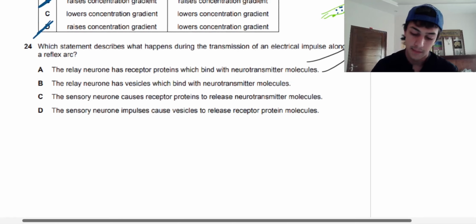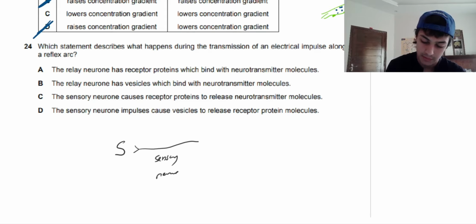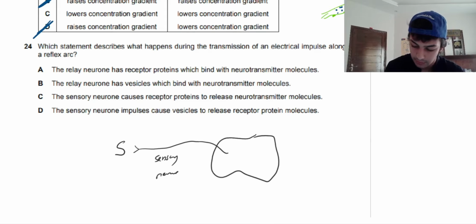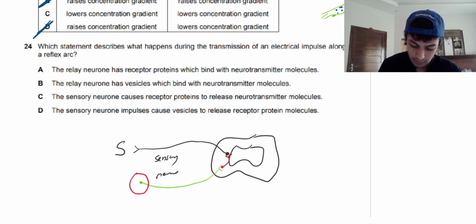Which statement describes what happens during the transmission of an electrical impulse? Okay, during a reflex arc. What happens in a reflex arc? Let's remember, we have a stimulus that's going to send impulses to the sensory neuron. The sensory neuron is going to go to the level of the spinal cord. Let's say it's the spinal cord. Okay, here we have the spinal cord. Here the spinal cord is going to again form another synapse with a relay neuron, and the relay neuron is going to form a synapse with a motor neuron. From this, the motor neuron goes and affects the muscle. Let's say this is a muscle that causes contraction.